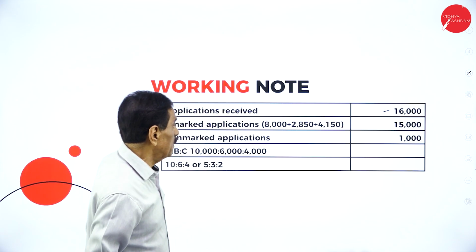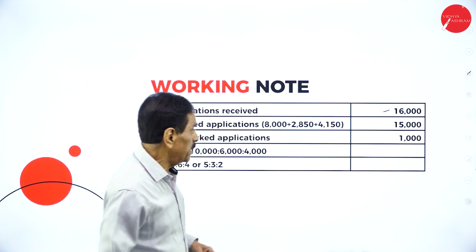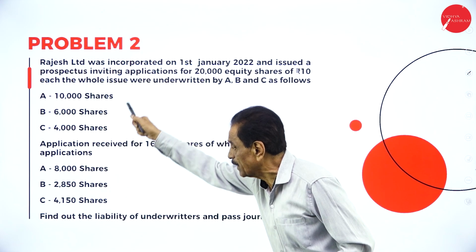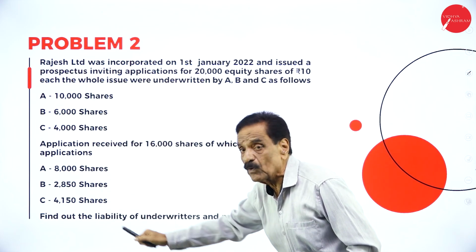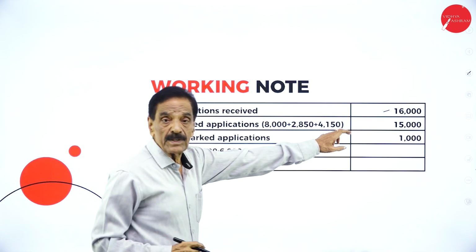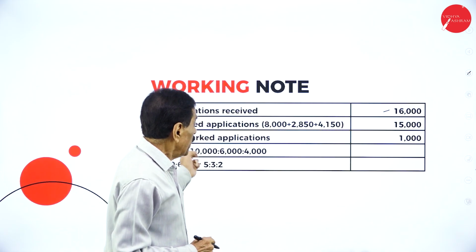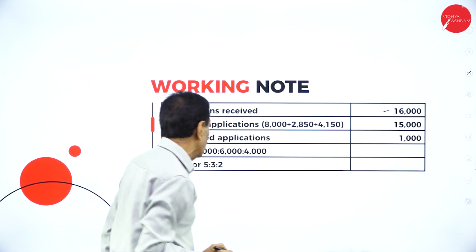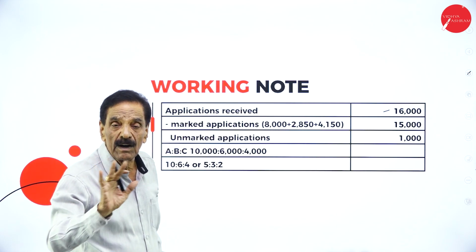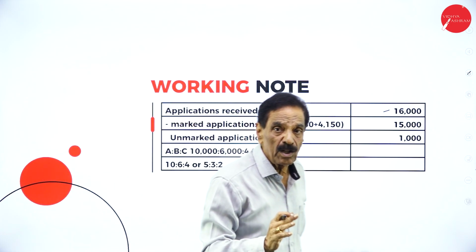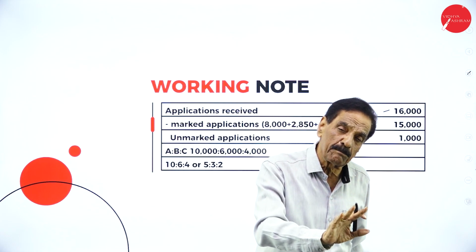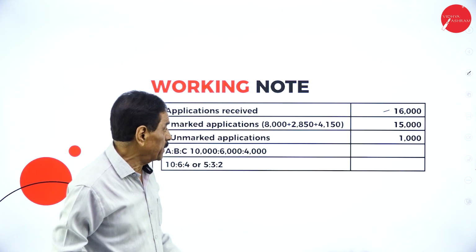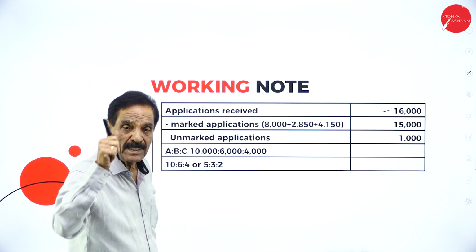Applications received are 16,000. Marked application is 15,000. Unmarked application is 1,000. Totally applications received is 16,000. Out of that, how much is marked? A 8,000, B 2,850, C 4,150, totally 15,000. How much is left over? 1,000, which is called unmarked application. I told you in the last session also, when applications are received, they include marked and unmarked applications.